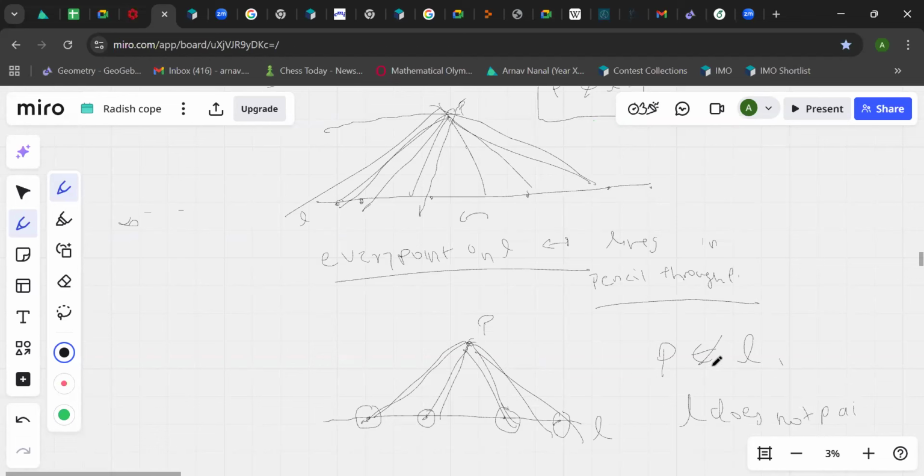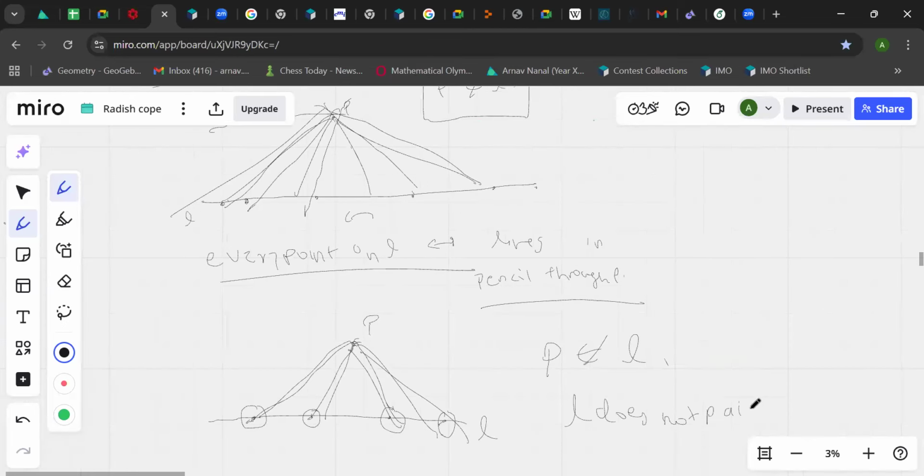When L passes through P, you're not allowed to do that. If you see why, it's just not a bijection anymore. When P belongs to L, all these lines will just correspond to L, so it's not a bijection anymore. So L does not pass through P. Is that clear?